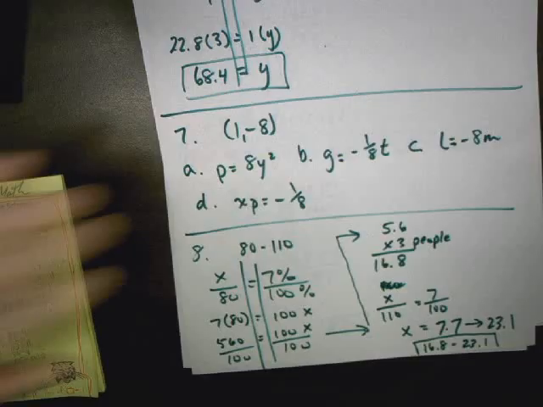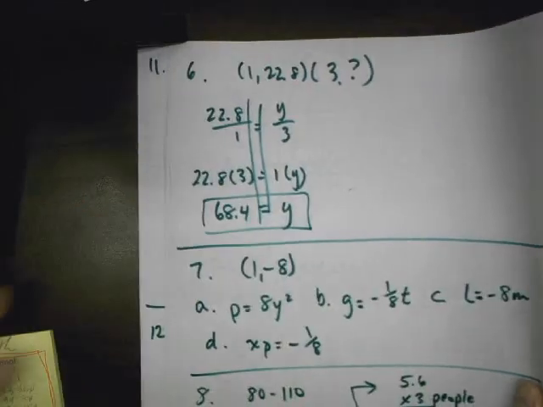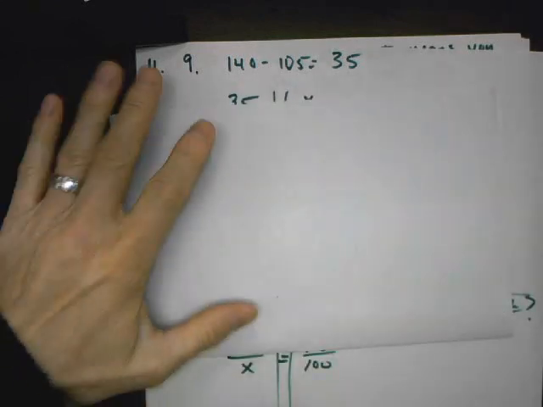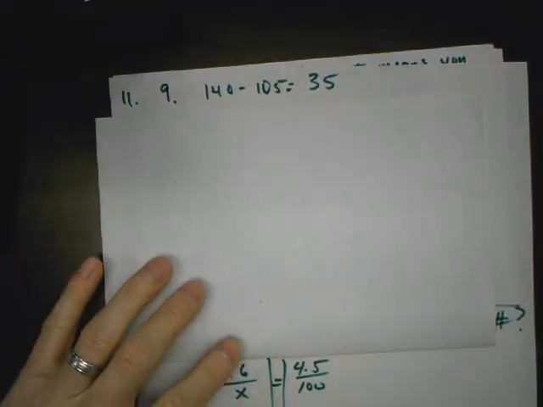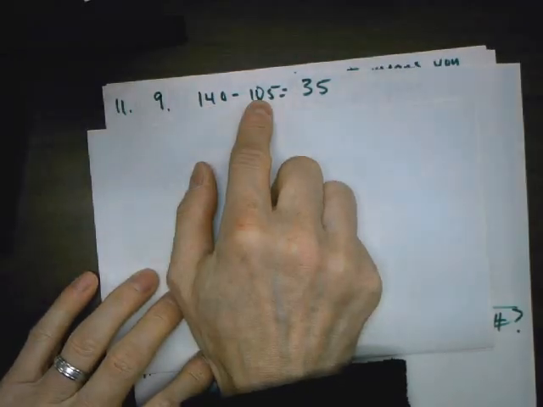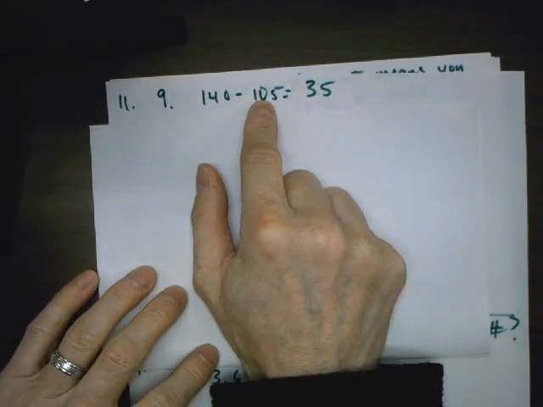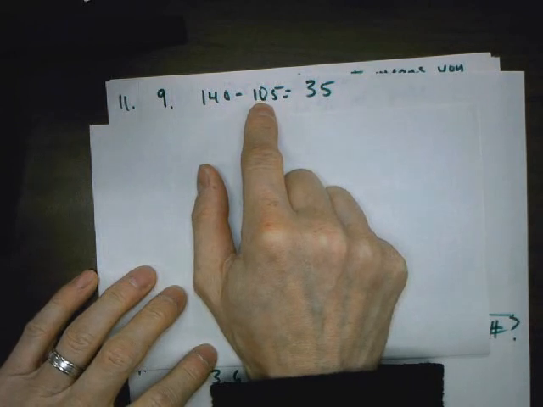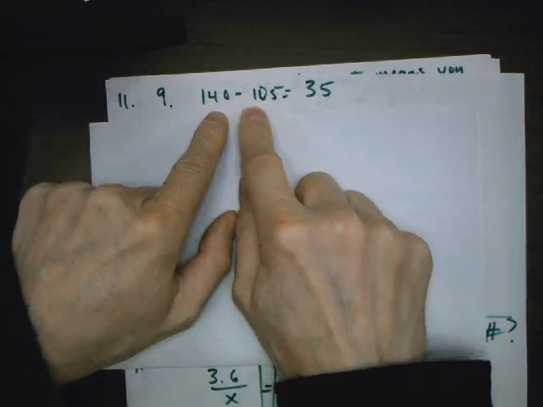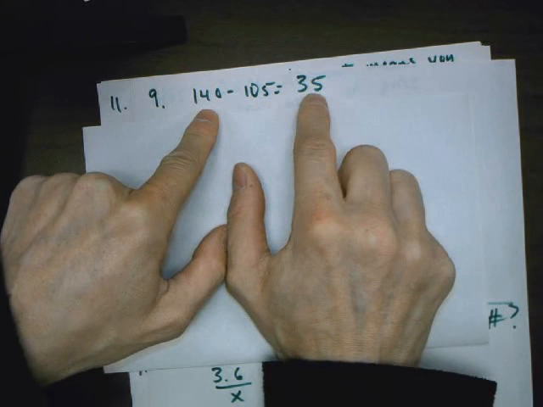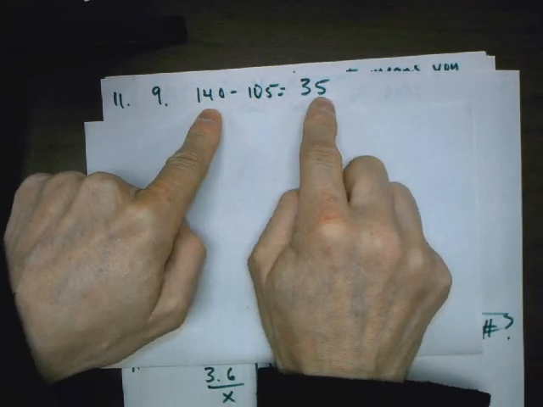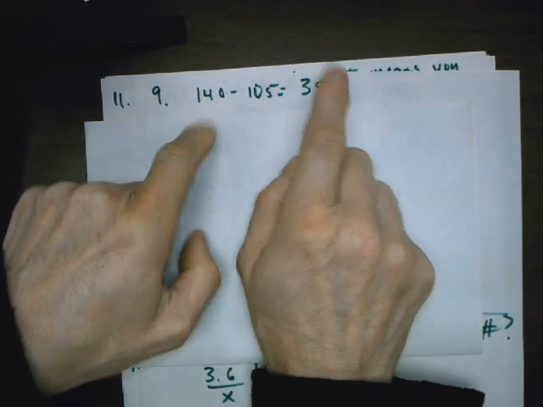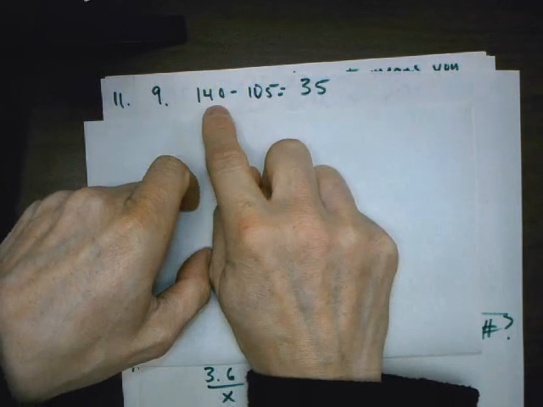Whoops. Alright, let me back up here. Okay, so what are we on now? Number 9? Okay, problem number 9 says that a company lowered the price of an item from $140 down to $105, so this is a decrease, not an increase. And they want to know what was the percent of increase. In other words, you have to find how much it decreased by, and then the question is, 35 is what percent of 140, or the original.